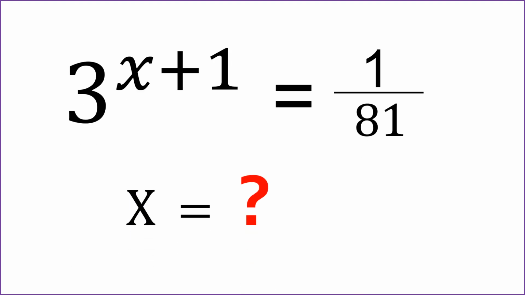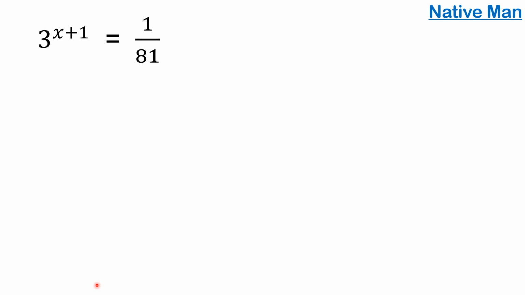In this video, we are going to solve this exponential equation 3 raised to x plus 1 is equal to 1 over 81. So what is the value of x in this exponential equation? Okay, so to solve this exponential equation, 3 raised to x plus 1 is equal to 1 over 81, we're going to look at the variable x. The variable x is in the exponent and the base is 3.